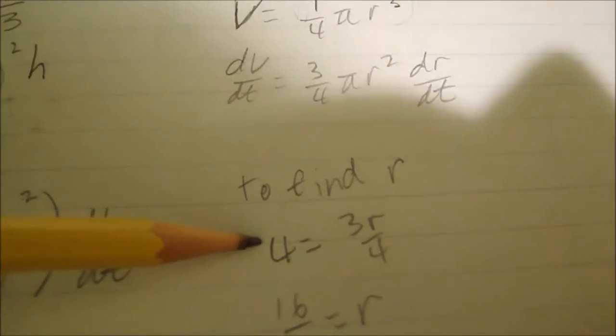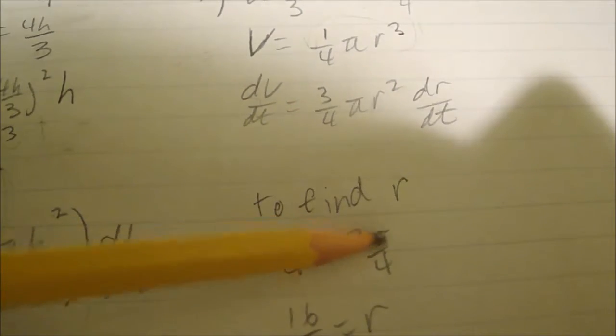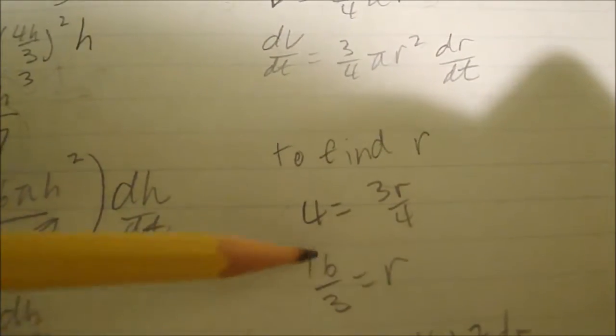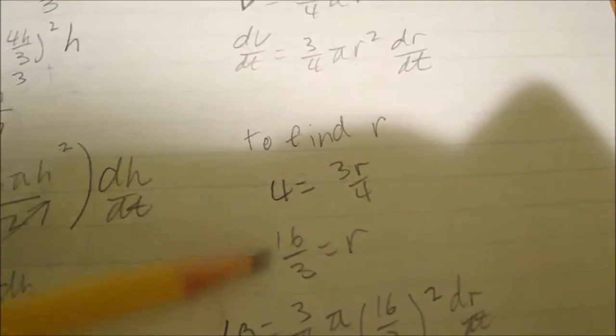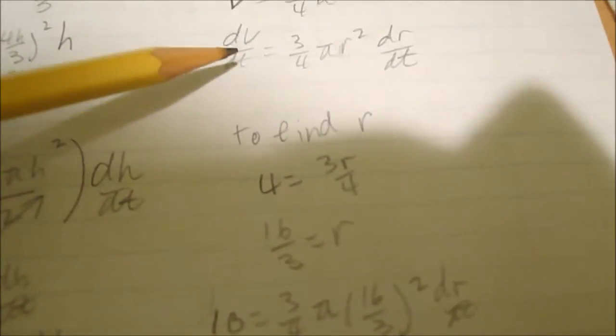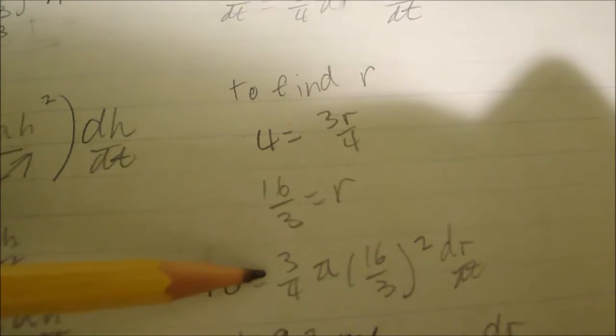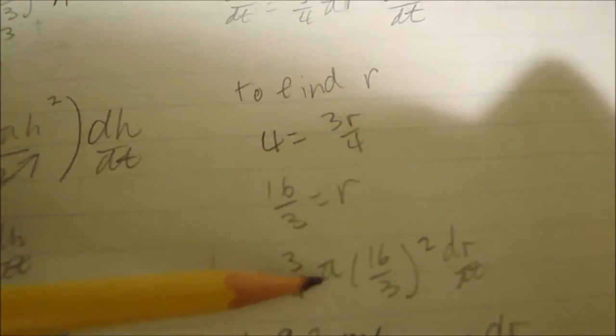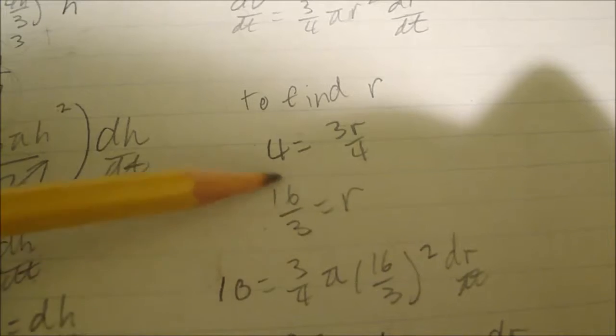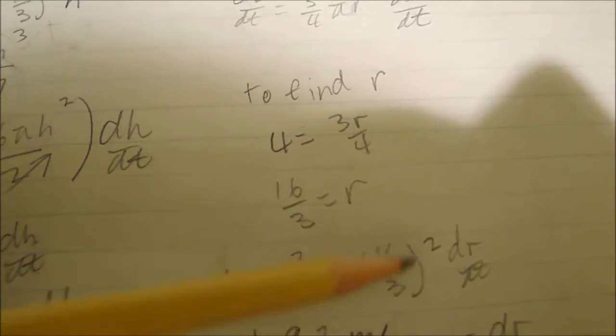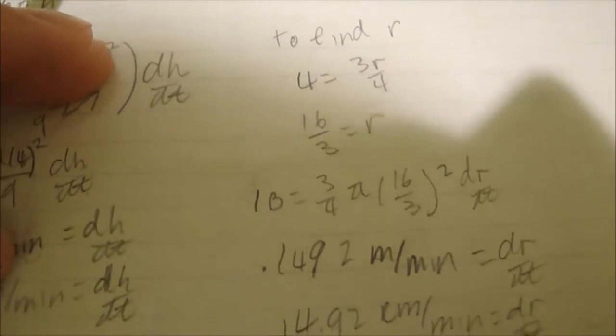And because h equals 4, you put h, or 4, equals 3r over 4, and you solve for r, which equals 16 over 3. So you can substitute 16 over 3 in for r squared up here, and we know that 10 equals dV/dt, so we can put 10 here and 3/4 pi, and then substitute in that value for r, so (16 over 3) squared dr/dt.